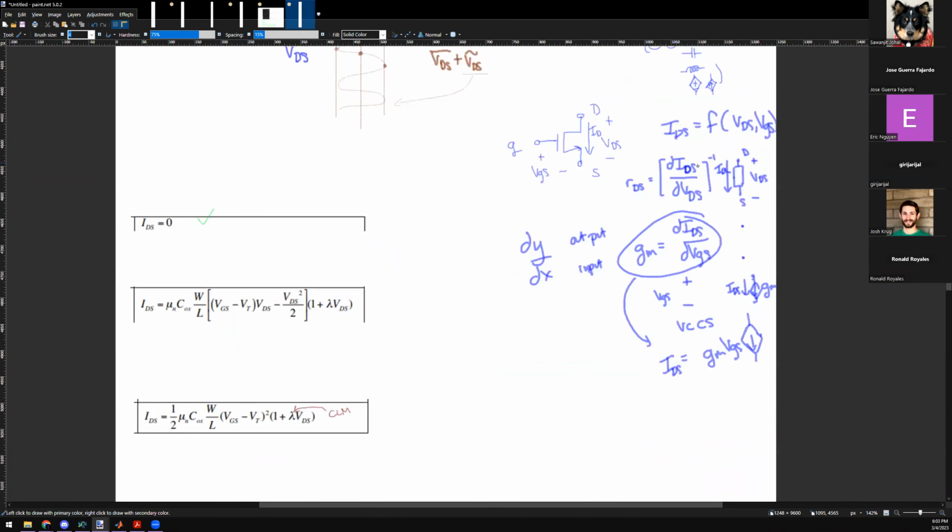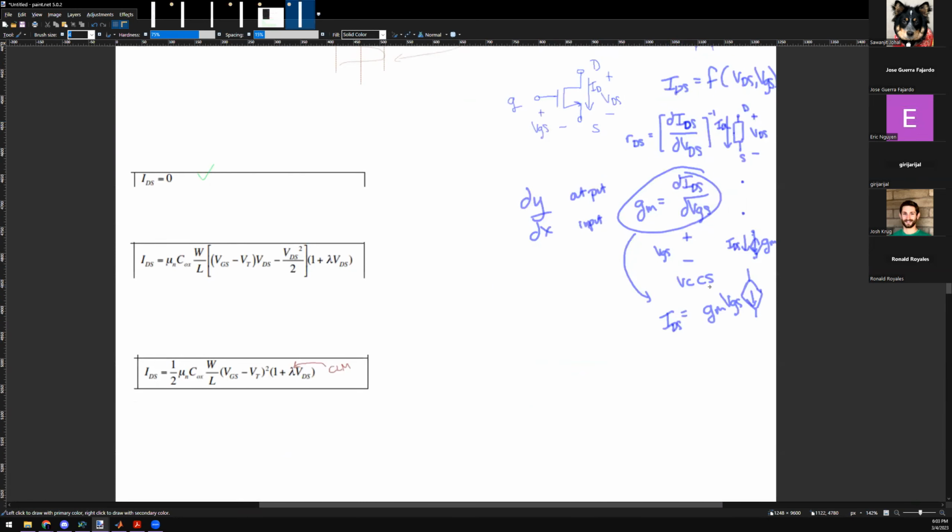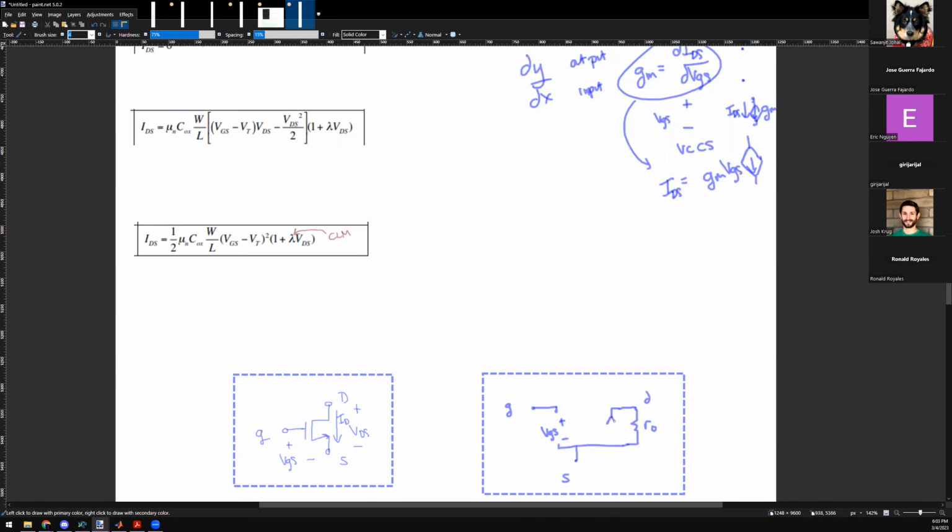That's one derivative. The other derivative says I have VGS changing IDS. And we just agreed that when I take its derivative, I model it by a voltage controlled current source, and its gain is gm times VGS.